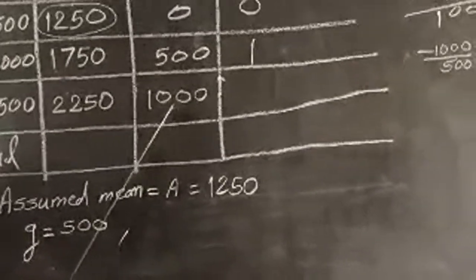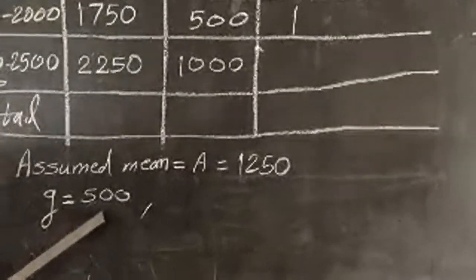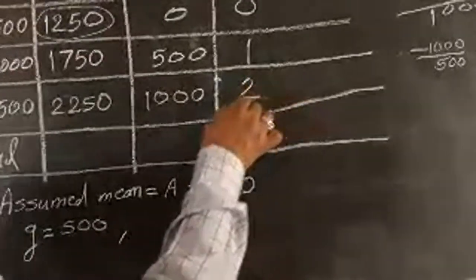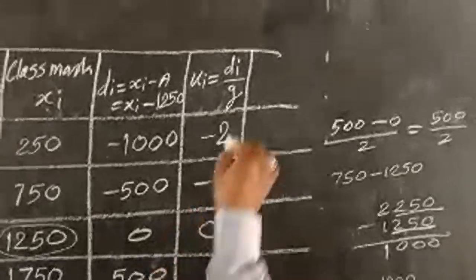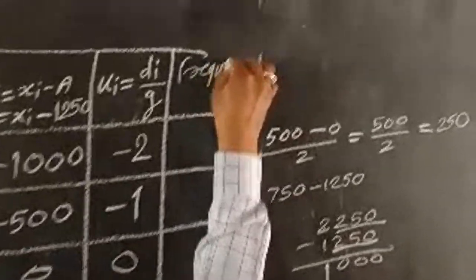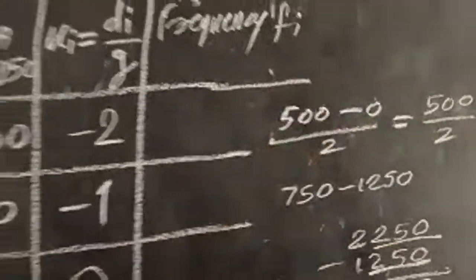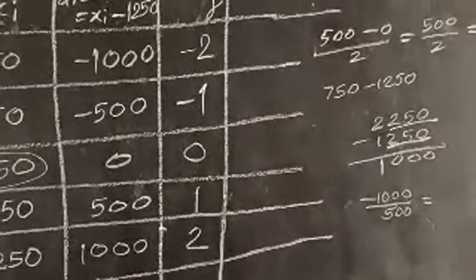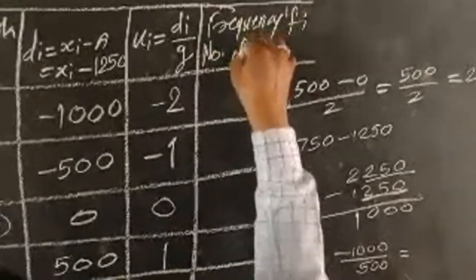Value of di is 1000 divided by h, and the answer we get is 2. 500 2s are 1000. Then next, frequency, denoted by Fi. Frequency means number of workers.